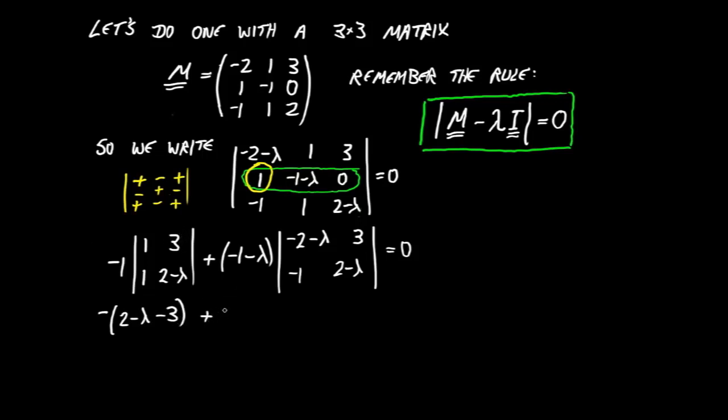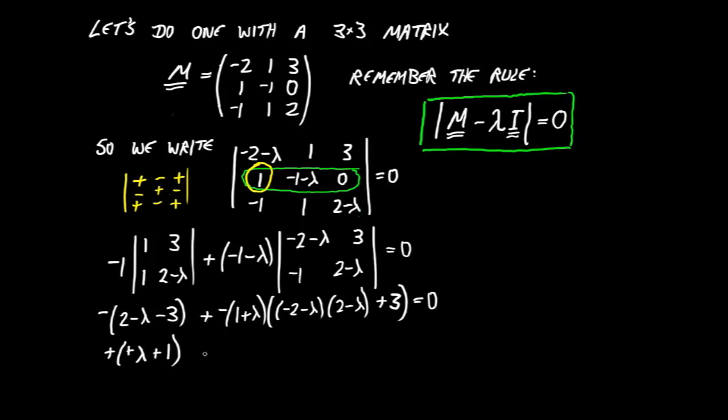And then this one has the term in front, minus of 1 plus lambda, and then we have to expand out the determinant, minus 2 minus lambda times 2 minus lambda down the lead diagonal, minus 3 is plus 3, there we are, is equal to 0. And then we just need to tidy that up. We need to clean it up a bit. That's going to be minus of minus lambda minus 1 for the first term. Let's turn that all into pluses, multiply through by the minus 1.